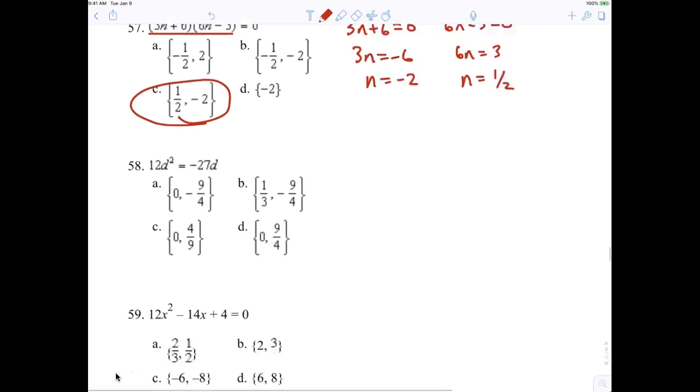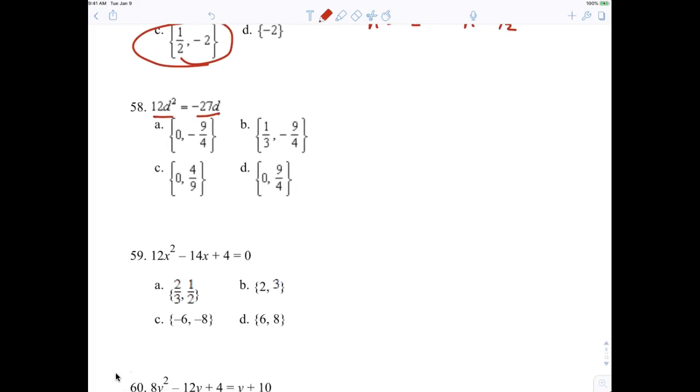All right, 58. Now we got to be careful because it's a quadratic. We got to set the quadratic equal to 0. So we have 12d squared plus 27d equals 0. Now once again, we're always looking for the what? GCF. What's the GCF? 3d. All right, so we're doing 3d. Factor out that. That becomes what? 4d plus 9. 3d times 4d plus 9 equals 0.